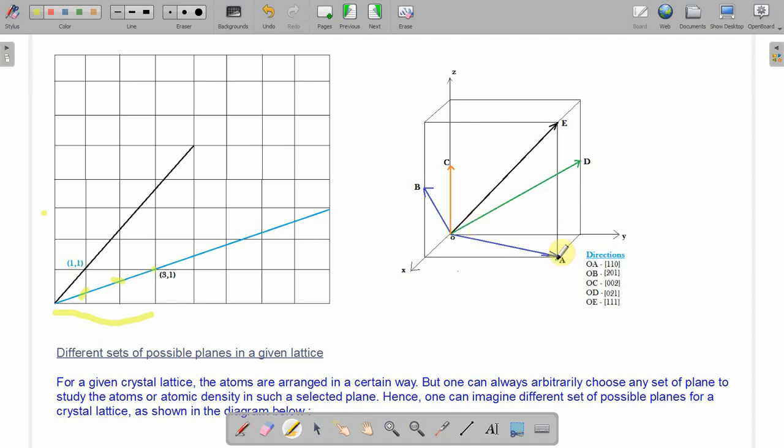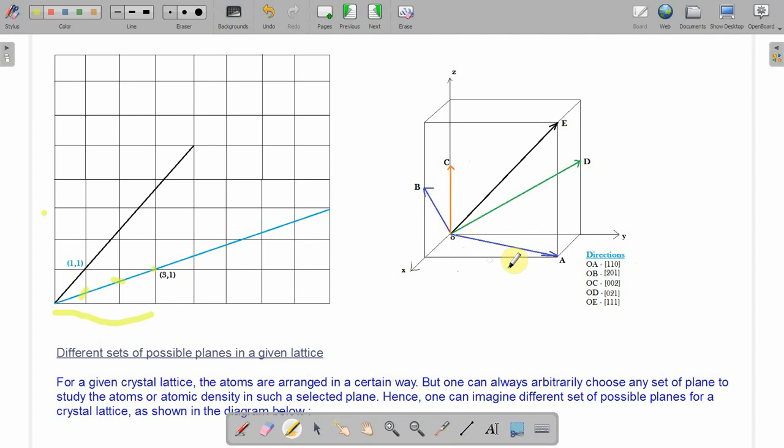Now, this line is on the xy plane, and therefore it has only valid coordinates for x and y directions, both being 1 unit along the x direction and 1 along the y direction. So, this direction can be indexed as 1, 1 and 0. So, [1 1 0] enclosed in square brackets is called the direction of this line OA.